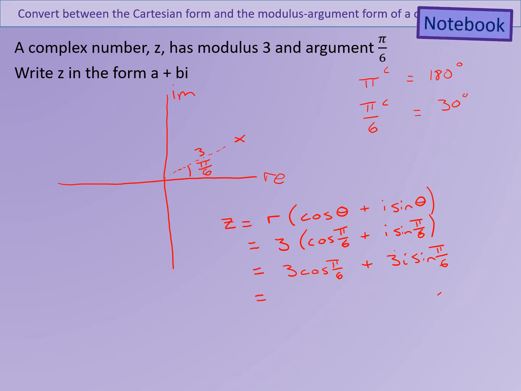So make sure you're in radians mode, type in 3 cos pi by 6. It's a good idea to use the fraction button and the brackets on the calculator to make sure you get the right answer. You should get 3 root 3 over 2 for the real part. Plus we now need to do 3 times sine pi by 6, which is 3 over 2. So that is z written in the form a plus bi. You could change it into decimals if you wanted to, but it's often neater just to leave it as a fraction. So 3 root 3 over 2 plus 3 over 2 i.